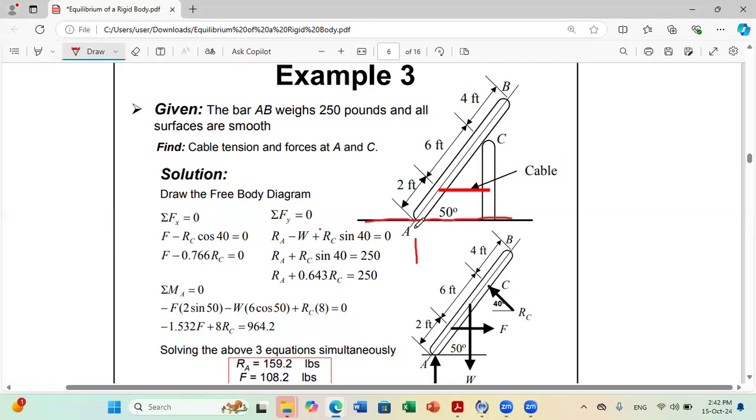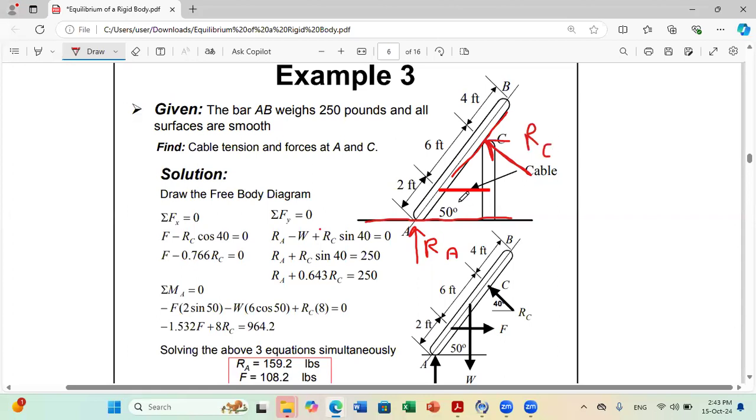So the force is perpendicular to this line. This is the reaction at A. I will call it reaction at A. I also have a contact at C, and the contact line is this one at C. So at C, I need to consider a force perpendicular to the contact line like this. I will call it RC. This is the reaction at C.